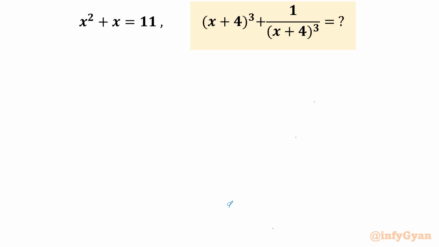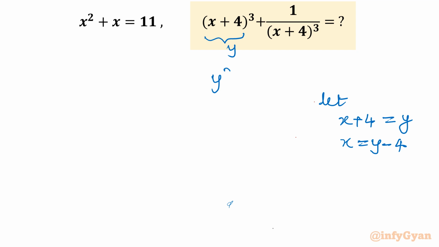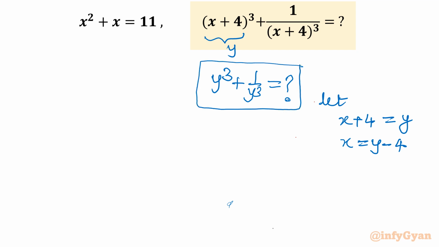Let's get started by considering x plus 4 equal to y. So our substitution is: let x plus 4 equal to y. That means x is equal to y minus 4. If this is y, then we are looking for y cube plus 1 over y cube. We want to calculate this expression.